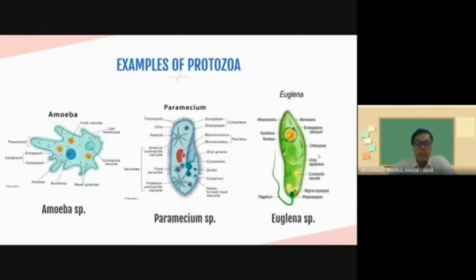So here's the example of protozoa. If we look closely, only Euglena species has the chloroplast. That is why it is called the autotrophic protozoa, because it can undergo the photosynthesis process.